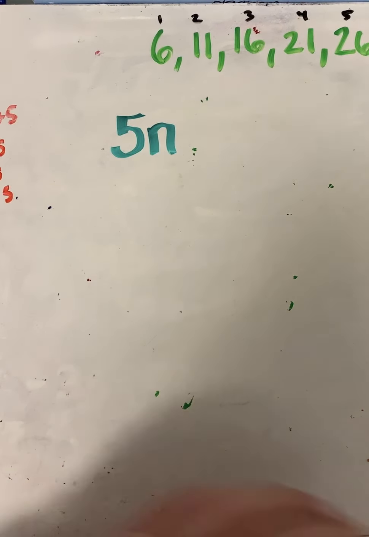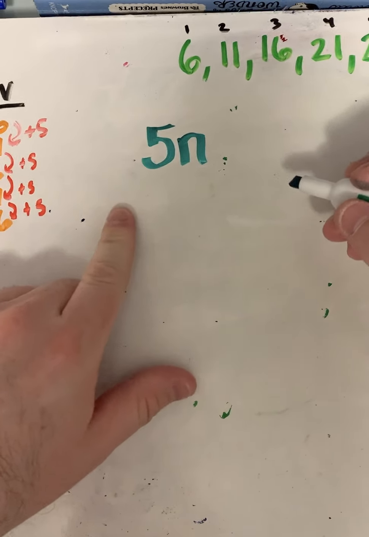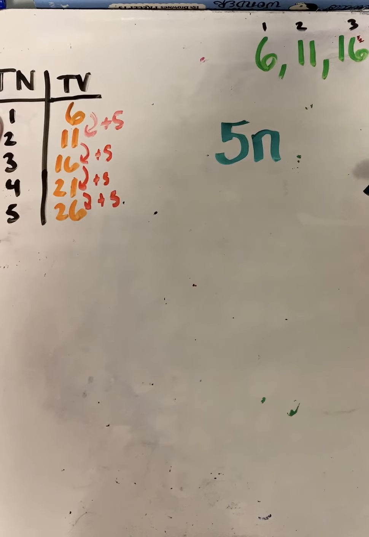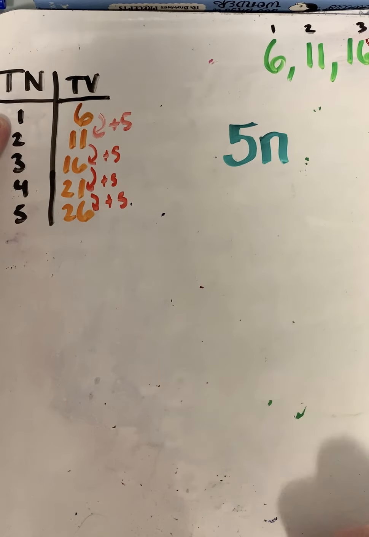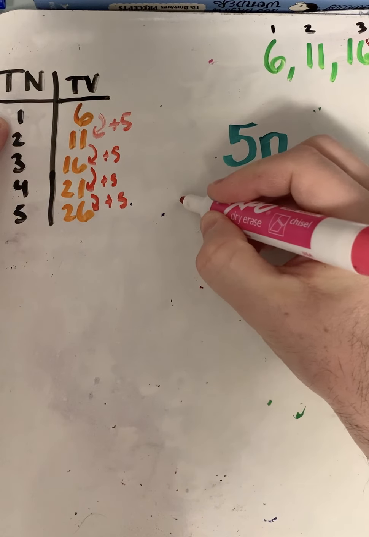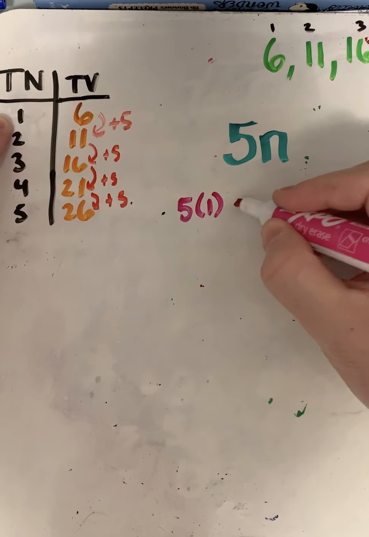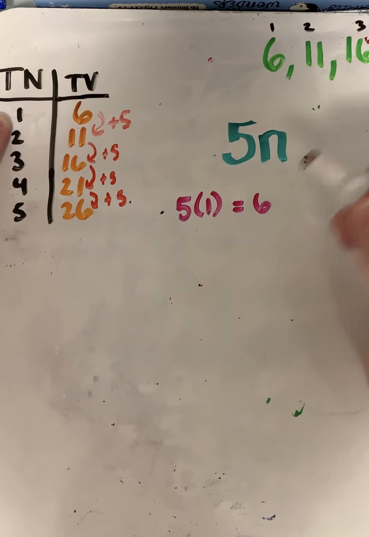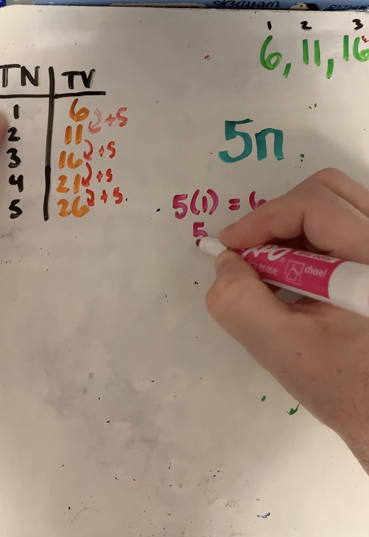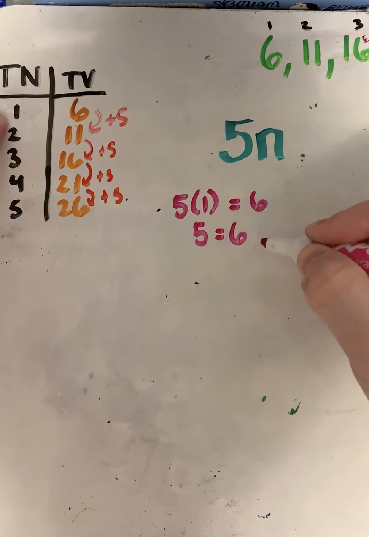So we're going to do that. We're going to take 5n and try it with this first term number. What we're saying here is, okay, 5 times 1, the term number 1, should equal 6. Let's do the math. 5 times 1 is 5, which does not equal 6.